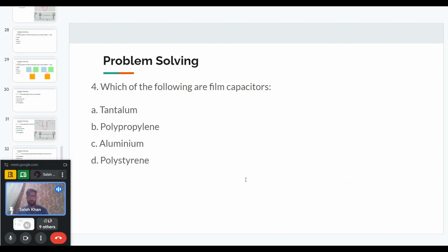So the next question is about different types of capacitors. The three types of capacitors that we saw can also have some subtypes as well. This was actually mentioned in the course. Which of these are film capacitors? Someone is actually saying C, which is not correct in this case.